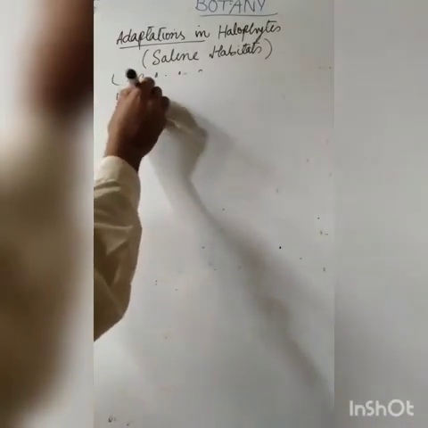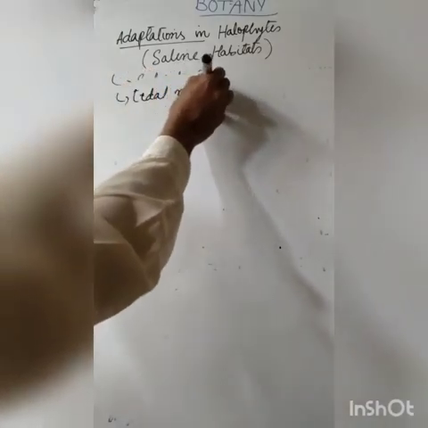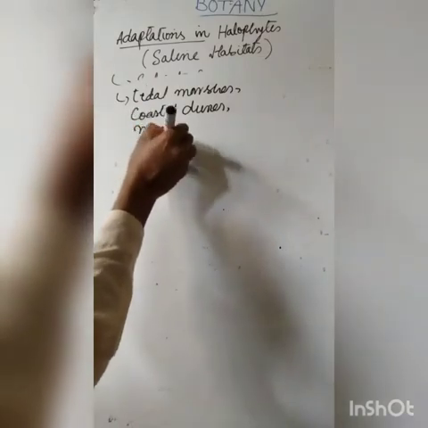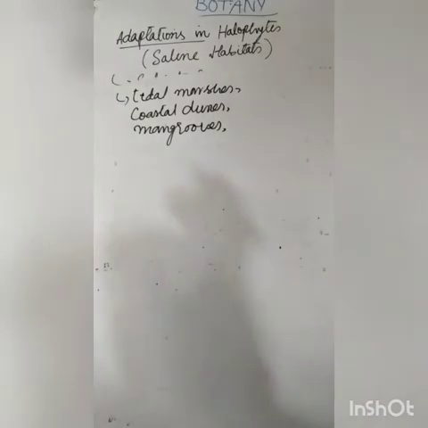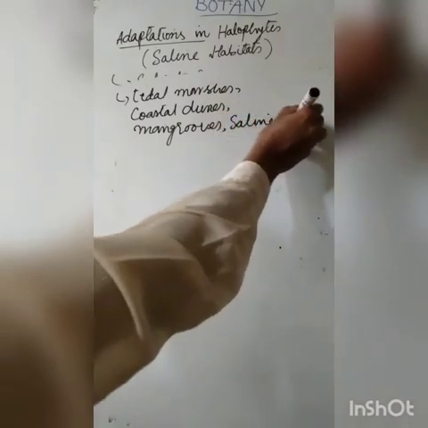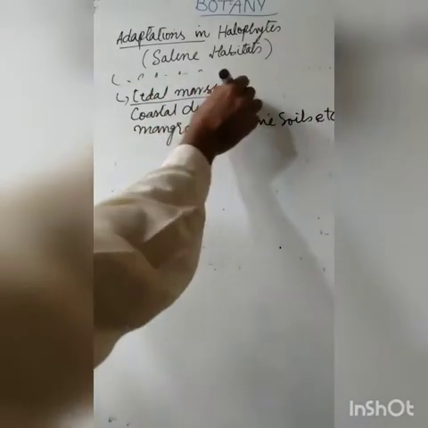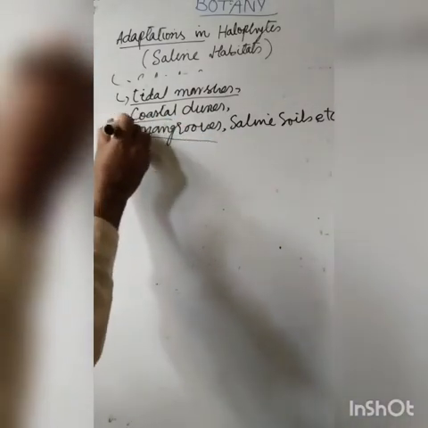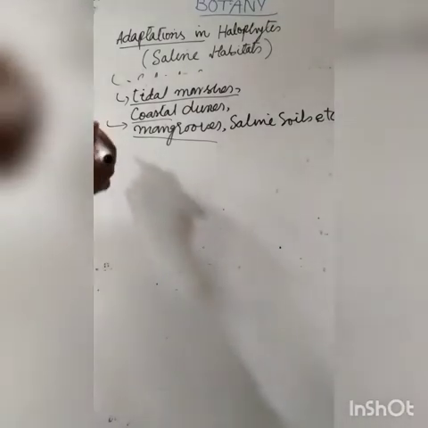And the plants which grow in these saline habitats are called halophytes, and these are found in tidal marshes, coastal dunes, and also in mangroves. And there are some saline soils, etc. In these habitats, the plants which grow under these conditions are called halophytes.